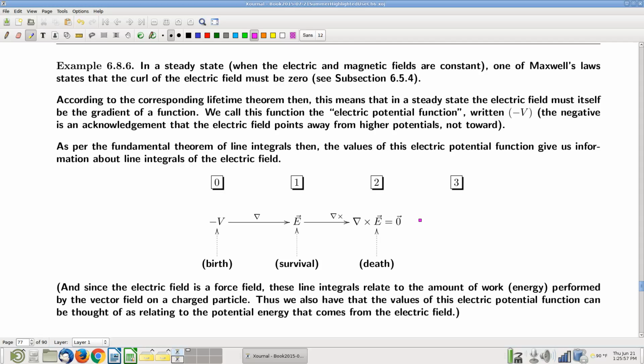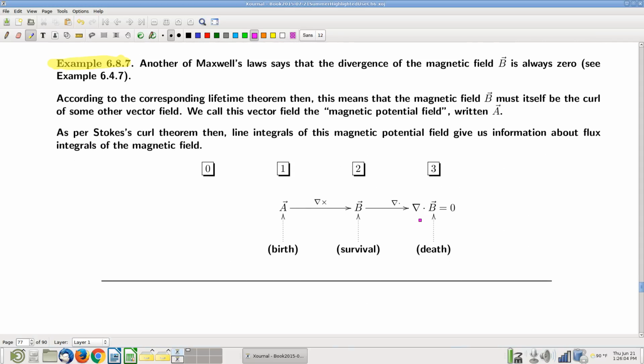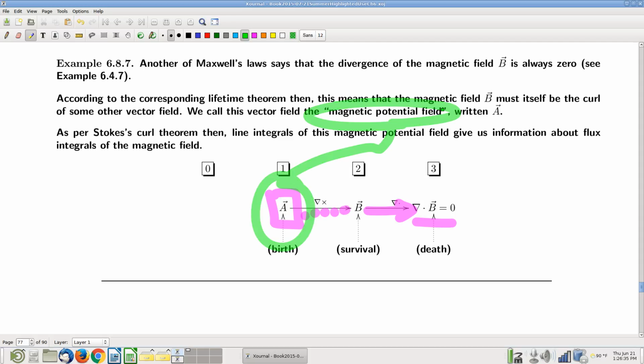What had not occurred to me is that because this idea of lifetimes applies everywhere in the diagram, there is an analogous notion for magnetic fields, one dimension up. So not the curl, but the divergence of a magnetic field is 0. That means that magnetic fields have an anti-curl. This anti-curl of the magnetic field is called the magnetic potential. Now, of course, it's a vector field. So they don't call it the magnetic potential function, it's the magnetic potential field. But it plays a role that's highly analogous to the electric potential function.